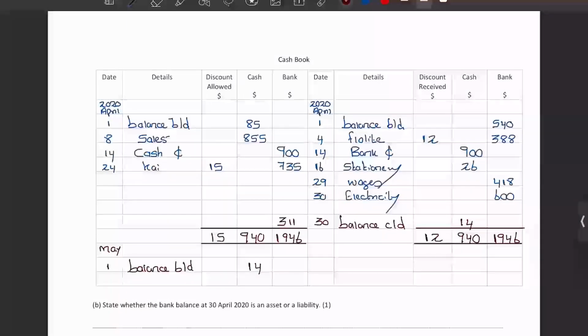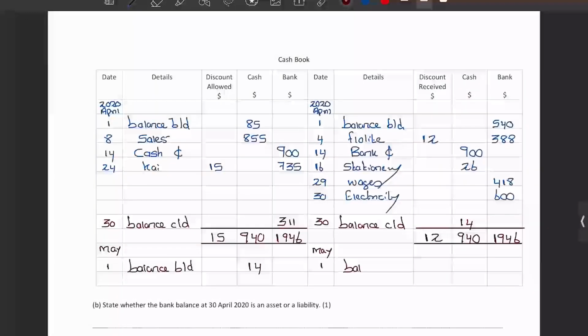311. What do you call that? April 30th balance CD. 311. Still, I can't get 14 marks. May 1st, balance BD. Opposite side below the total.